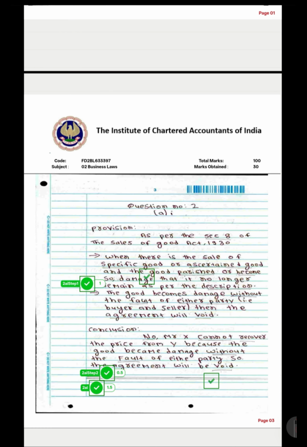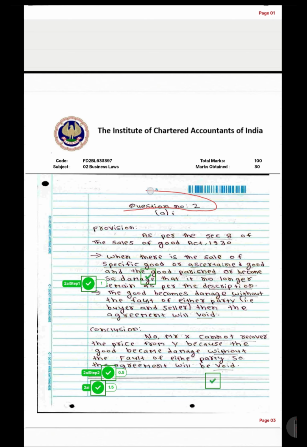So firstly, as you can see, I started with question number 1. I was a bit confident in question number 2, as you can see that I have written the section as well. So I started with question number 2 rather than starting with question number 1. The format that I followed is provision, fact and conclusion.